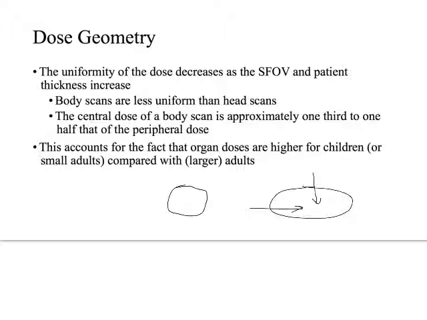So this accounts for a really, really critical thing to think about. Organ doses are going to be higher for kids, right? Compared to large adults. It's kind of counterintuitive. You would think the fat man is getting more dose than the kid. The kid is getting more dose than the fat man because of the way this geometry works. Okay? So there's going to be more of a dose to the patient's organ because there's less to attenuate. Basically, the adipose tissue is almost working as a lead shield. It's working as a shield to vital organs.